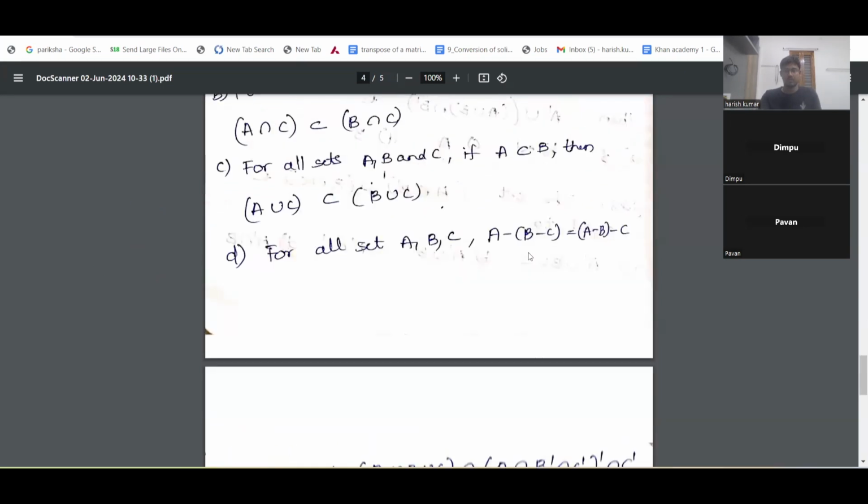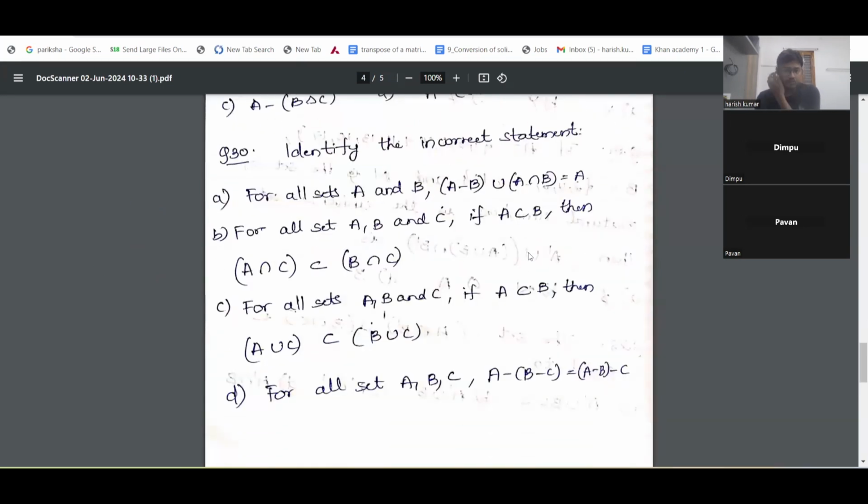Identify the incorrect statement. Okay. For all sets A and B, A minus B union A intersection B is equal to A, right? So we have to check with Venn diagrams only, right? So what is A minus B? A but not B, that is these things. This is A minus B, right? A intersection B is this thing. So the union of this is nothing but A. So this is a correct statement, but he's asking us to choose the incorrect statement, right? So this will not be the answer.